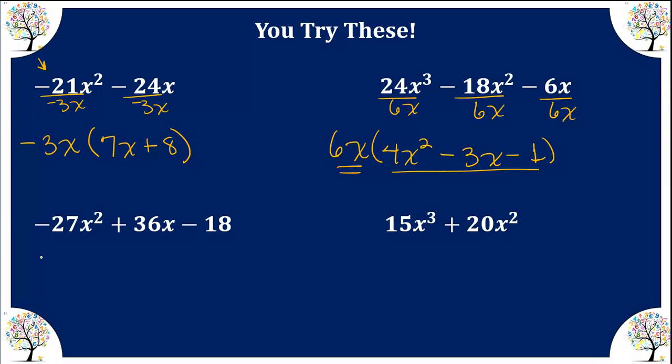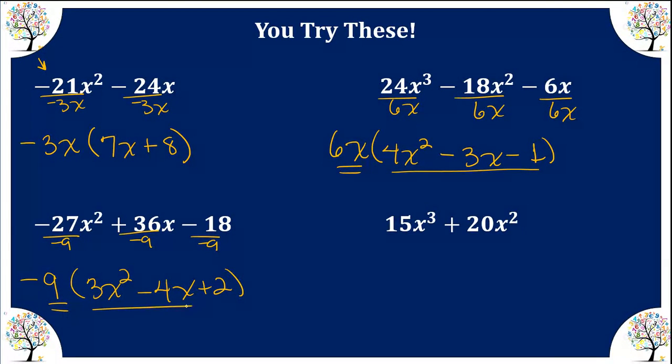Our third example, our leading coefficient is negative. I will factor out a negative. I also notice that 9 can divide into each of these terms. So negative 9 is the GCF. It is one of our factors. Always make sure to bring down your negative 9, or your GCF, in this case, negative 9. Now the other factor is going to be a positive 3x squared minus 4x plus 2. Here are the two factors.